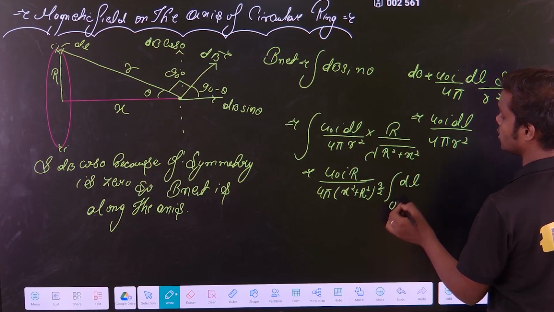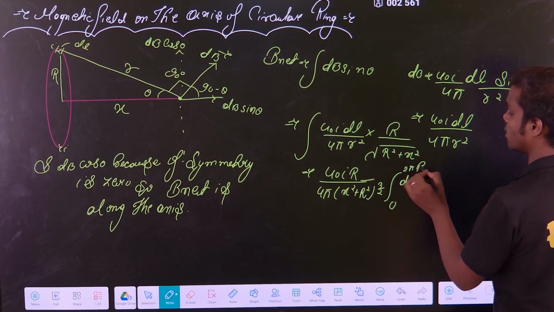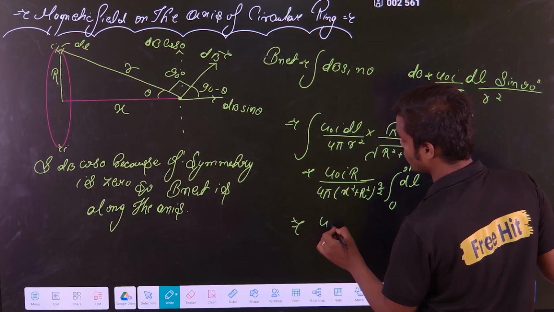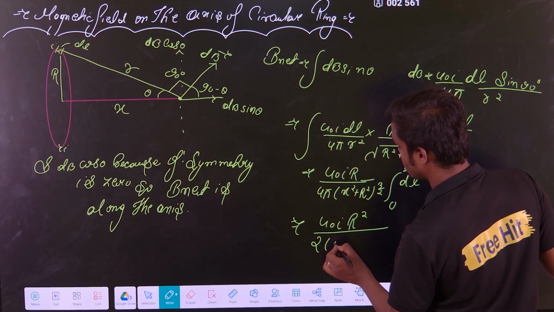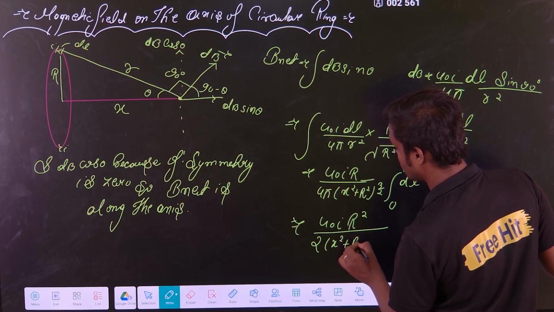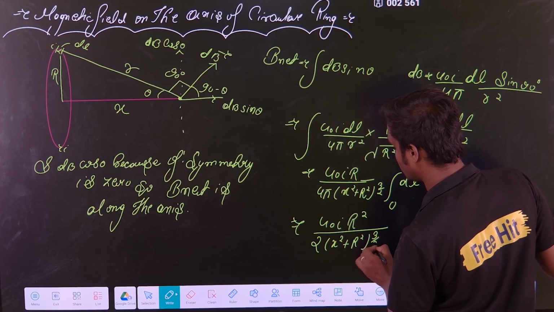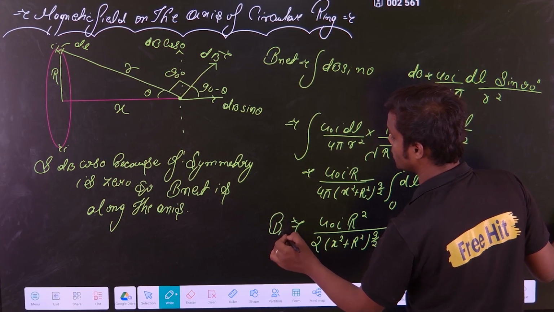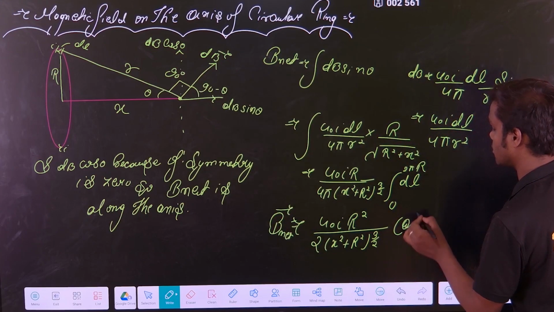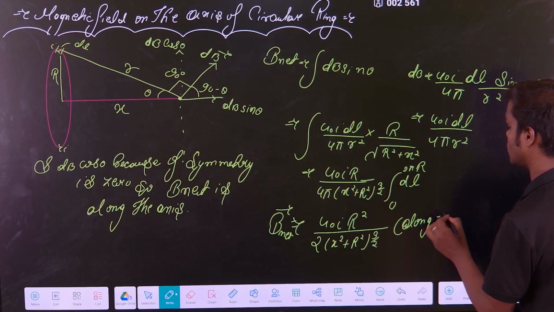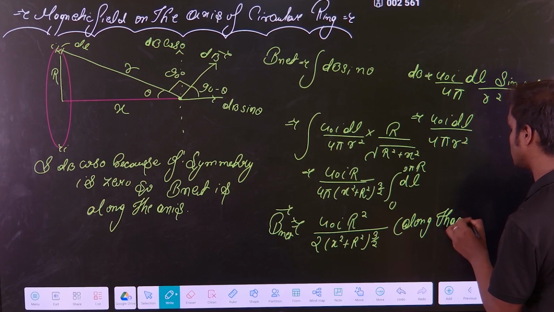What is the integration of dl from 0 to 2 pi capital R? So what is the value you will get? Mu naught I into r square upon 2 into (x square plus r square) to the power 3 by 2. That is my B net. And what is the direction? Along the axis.